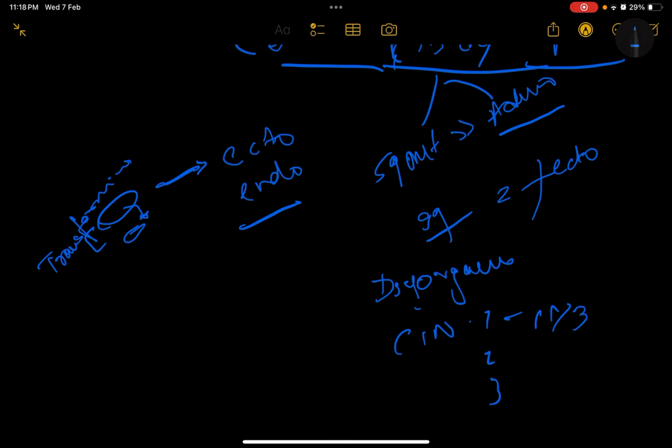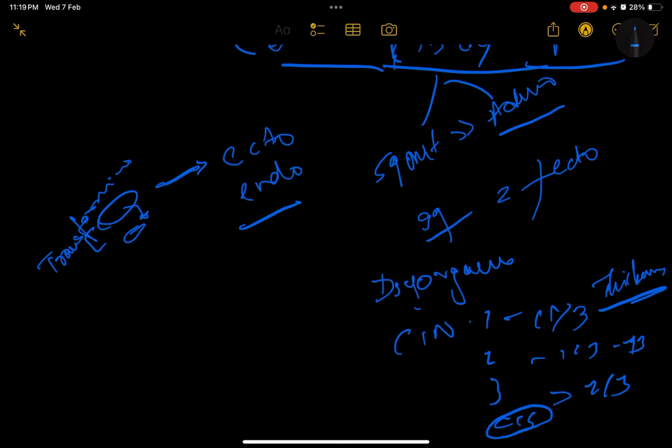CIN 1 is less than 1/3, CIN 2 is 1/3 to 2/3, CIN 3 is greater than 2/3, and CIS is when it's carcinoma in situ. It's not invasive, it's in situ, but it's carcinoma. All right, so by 1/3 I mean, in all of these cases, thickness, and I assume that any person who's watching this video knows that. This video is specifically for people who have a basic idea.